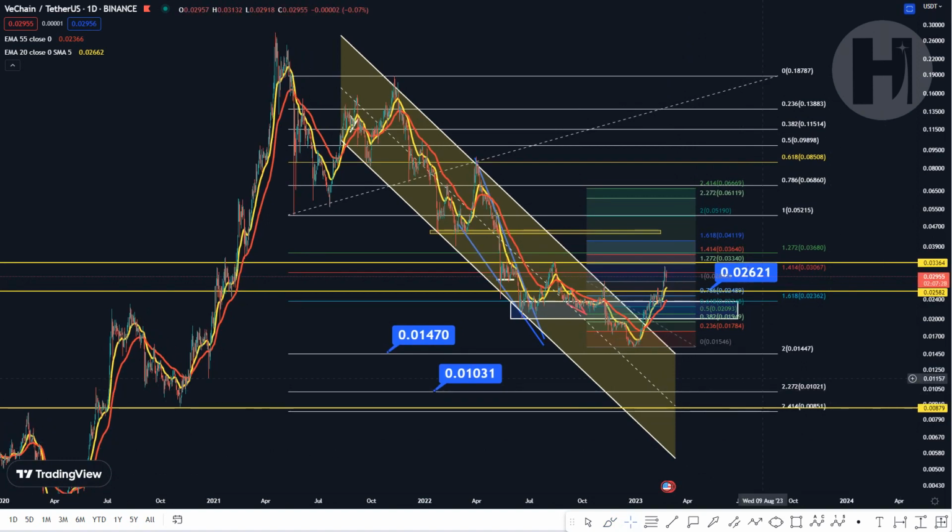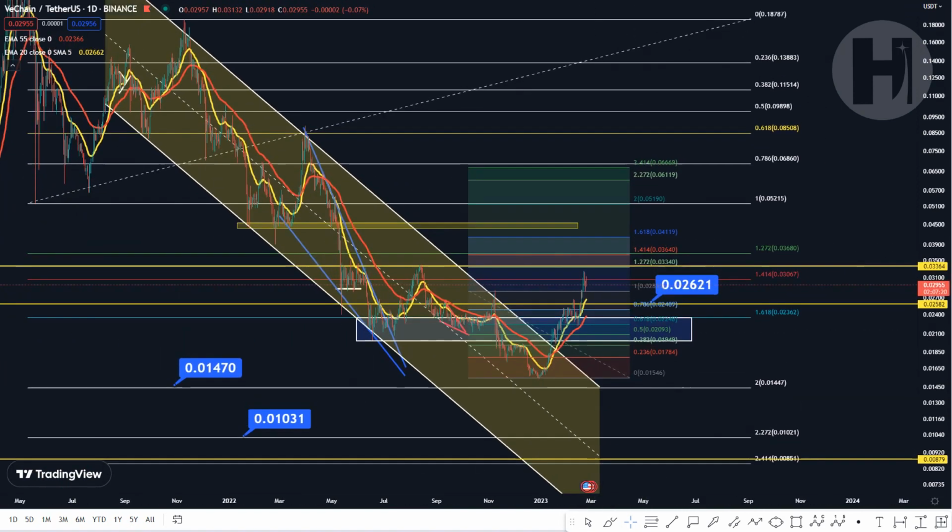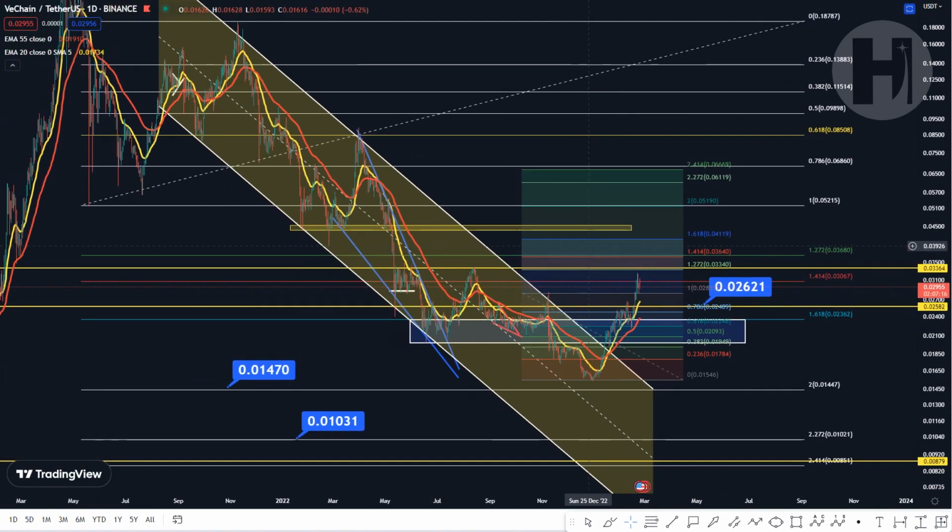So ideally, where we want to see Vechain go up right now in this impulsive move, if we were to continue, of course, and if we are not to have any retracements coming soon, which I hope we do because we're getting quite overextended on a lot of altcoins.